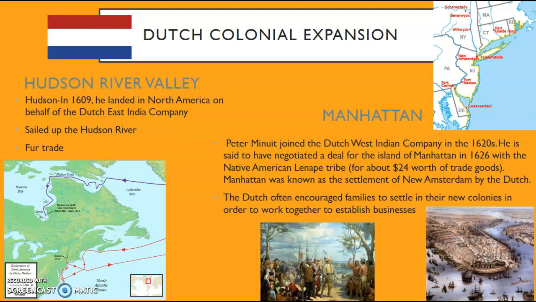And he negotiated with the Native Americans, the Lenape tribe, to purchase Manhattan Island. And Manhattan Island then became known as the city of New Amsterdam, which today is known as New York City. So the Dutch were the first people to settle there.